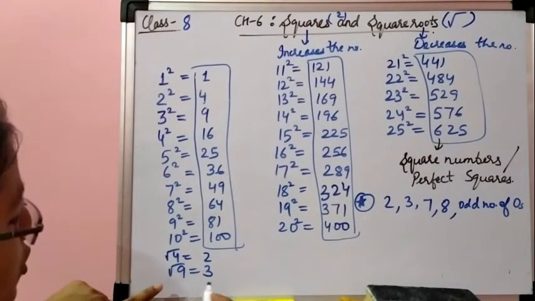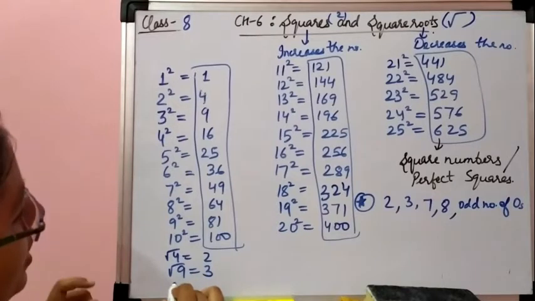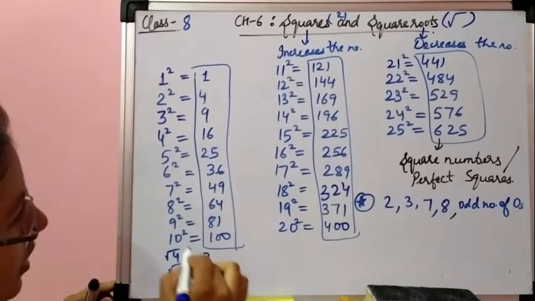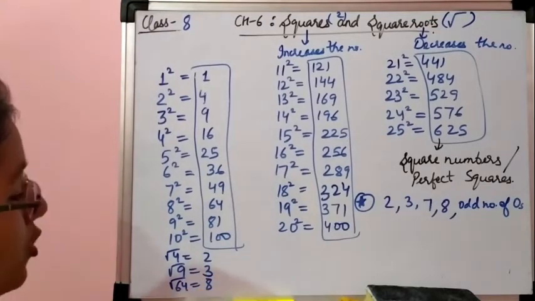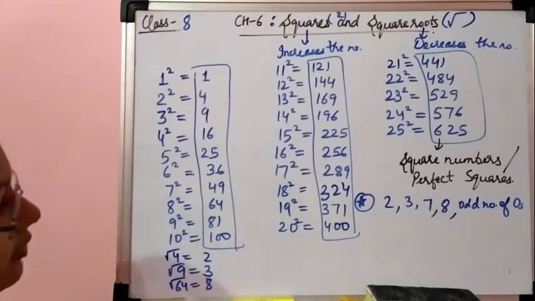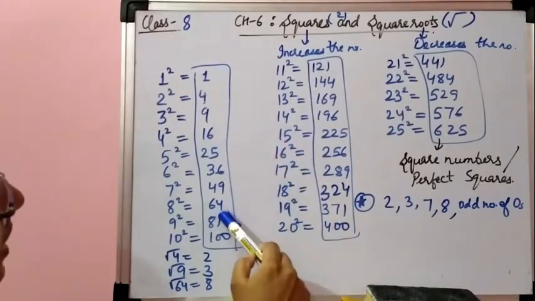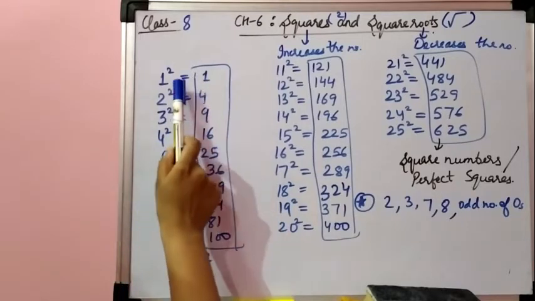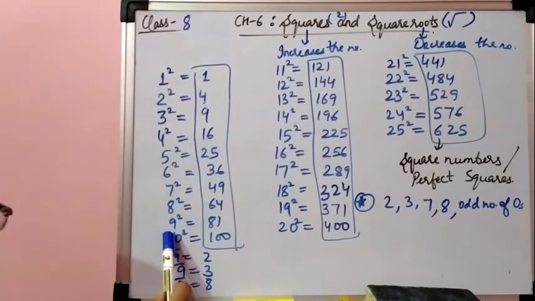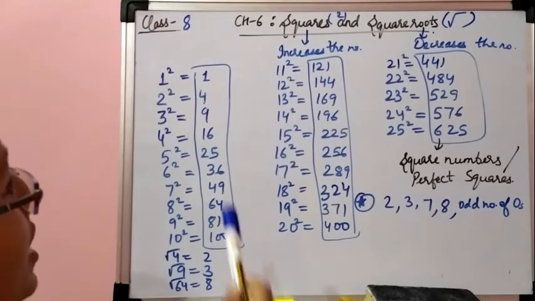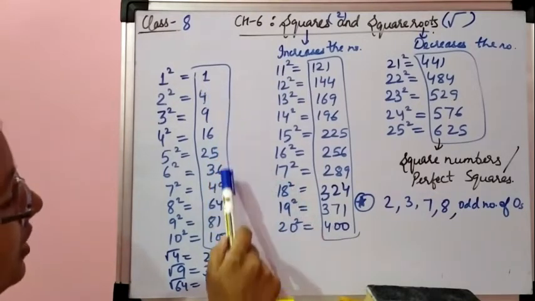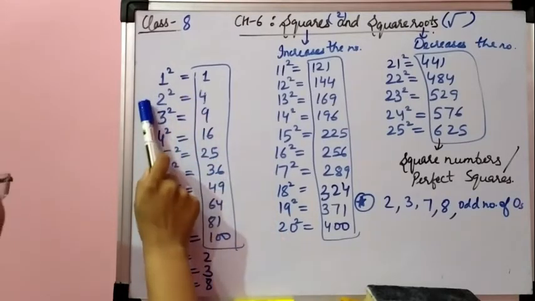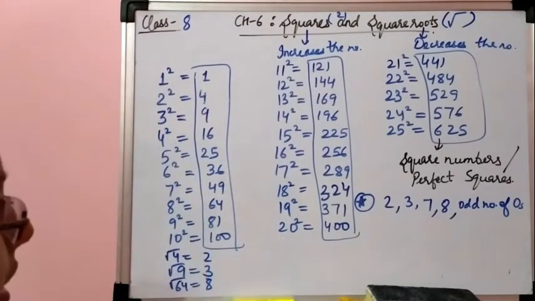So square root of 4 is 2, square root of 9 is 3. Similarly, square root of 64 is 8. Okay, so what we have observed is that if in the square number the unit digit is 1, then in the square root the unit digit can be 1 or 9. Similarly, if in the square the unit digit is 4, then in the square root the unit digit can be 2 or can be 8.